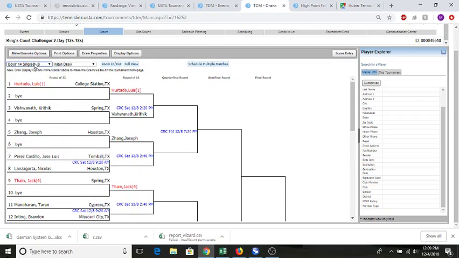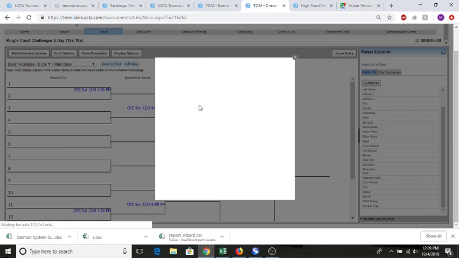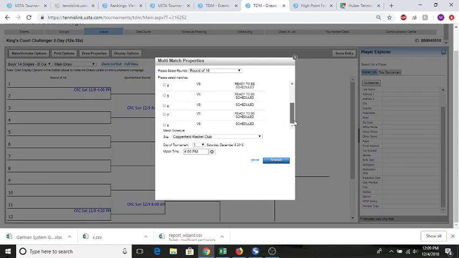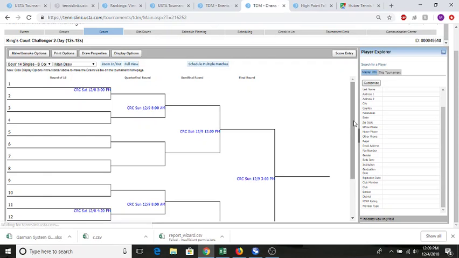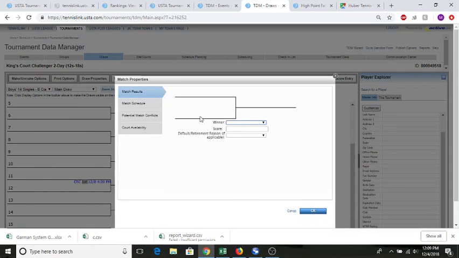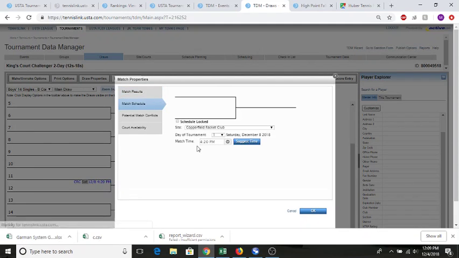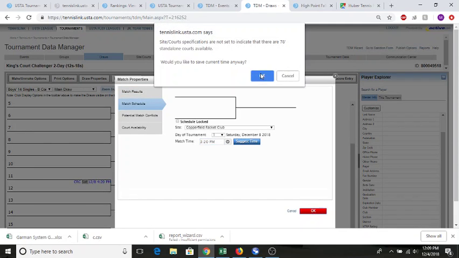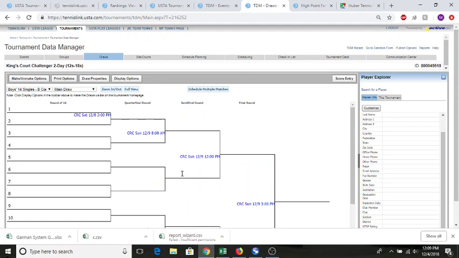So let's go check out the B draw, or the consolation. I'm going to schedule the top and bottom matches for 3. Then the next feed-in slot is right here. This is going to be at 320. Okay, so that's my B.